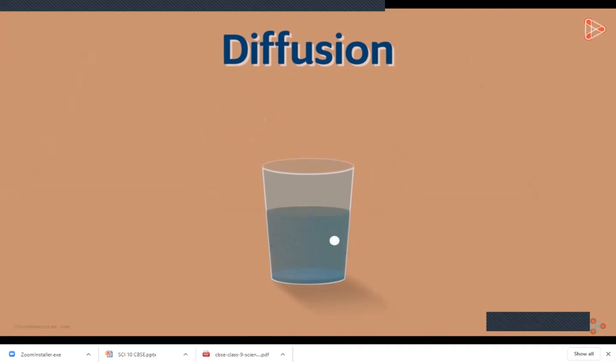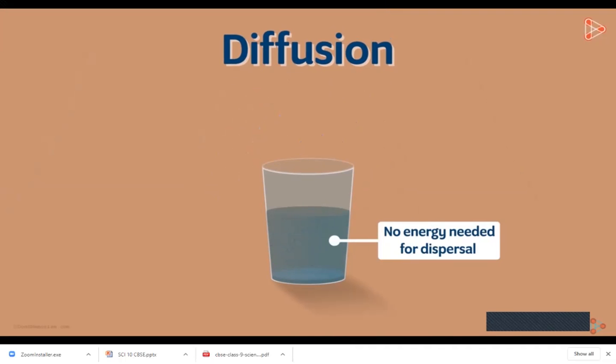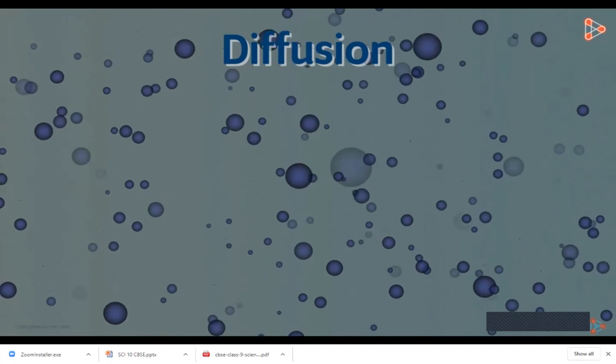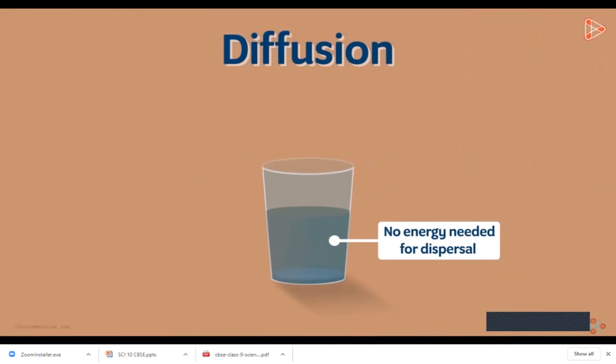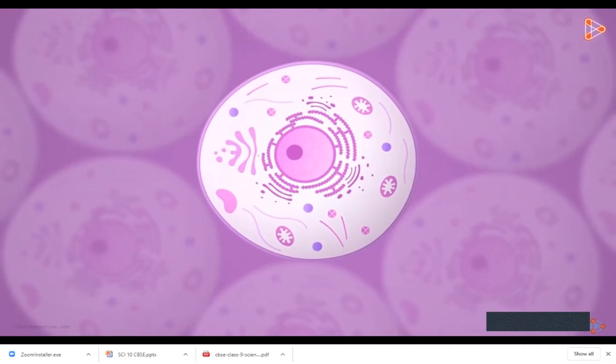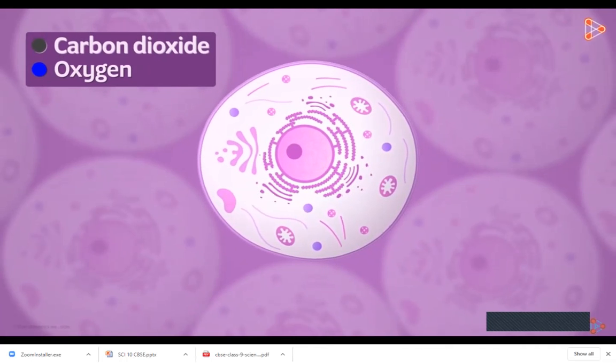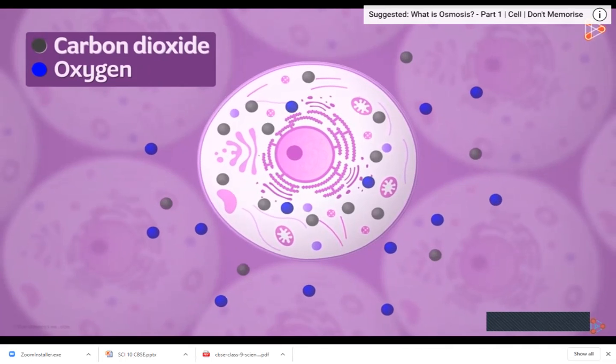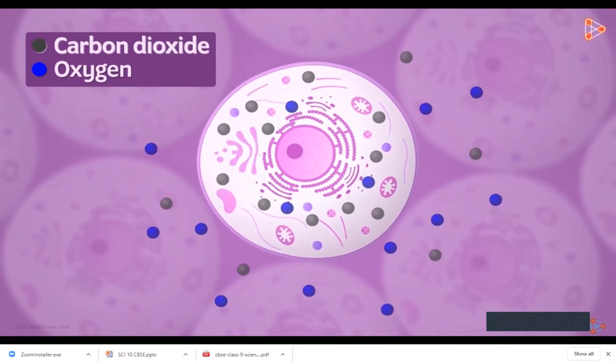And we know that this dispersal process does not require energy. The molecules just try to move freely in the space available, and as a result, diffusion occurs. The same story is seen when gas or water molecules travel across the membrane. Take carbon dioxide, for example. When cells undergo cellular respiration, a lot of carbon dioxide accumulates in the cell. On the other hand, there is very little carbon dioxide present outside the cells. Hence, the carbon dioxide molecules move outside the cells.